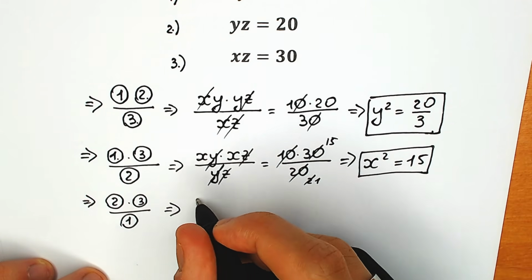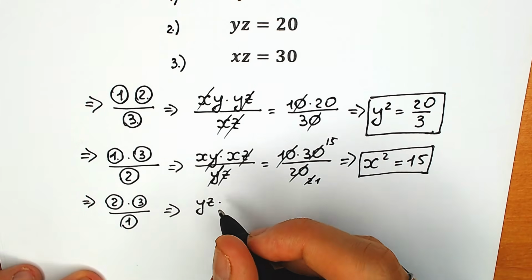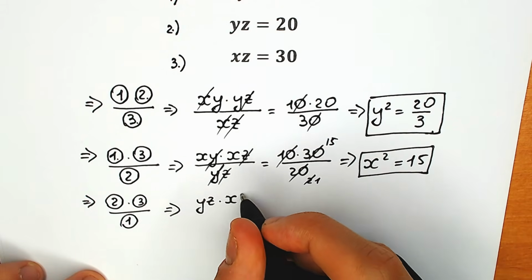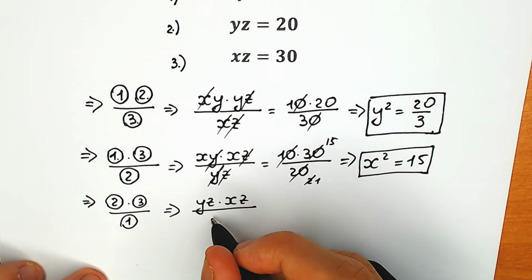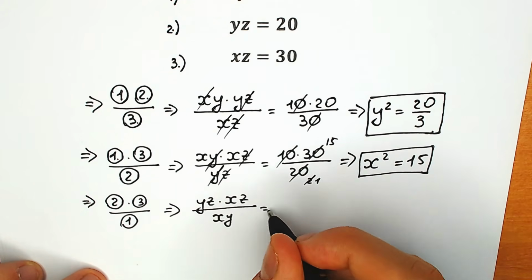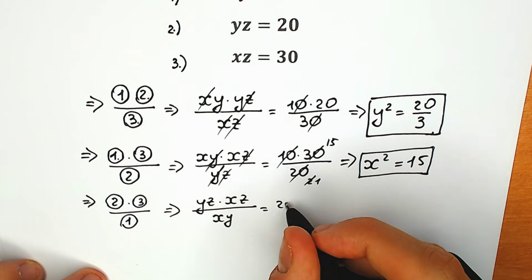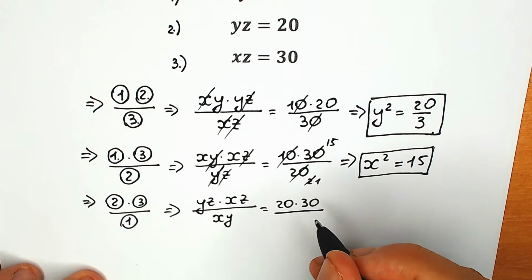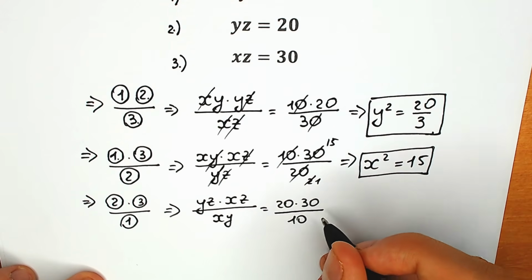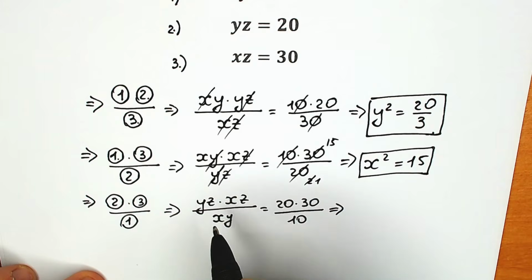Second equation, yz, times the third equation, xz, divided by the first one, xy. In terms of our values, yz equals 20 times xz equals 30, divided by xy equals 10. On the left side, what are we going to have? We cancel x and x, we cancel y, and we have only z squared.